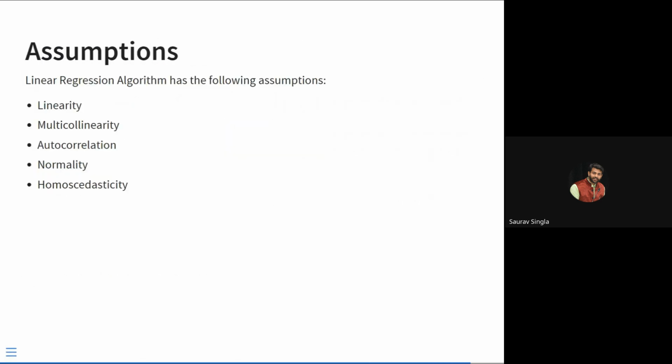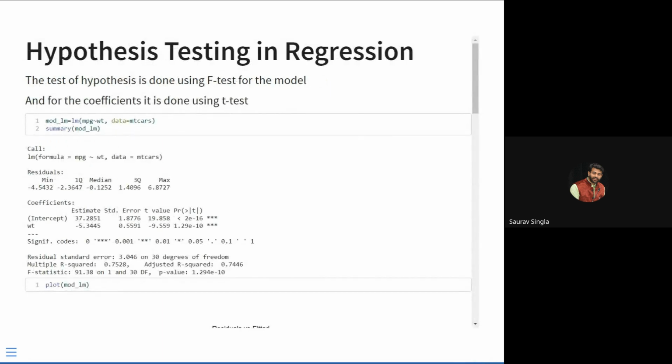Okay, here itself we have it. Hypothesis test. This should have come in a new slide. This is not coming. So the hypothesis test is done using the F test for the model, and for the coefficients we do the T test.